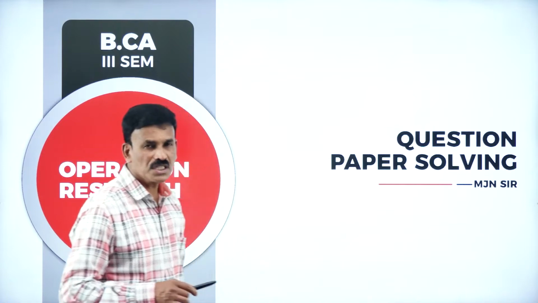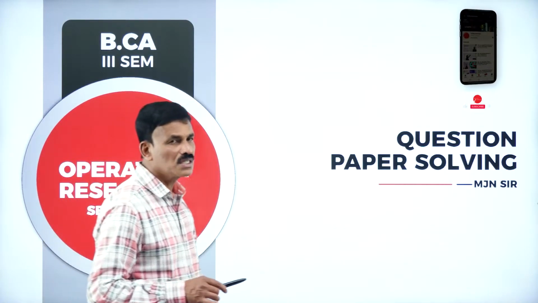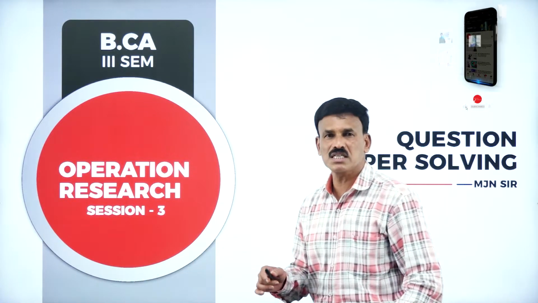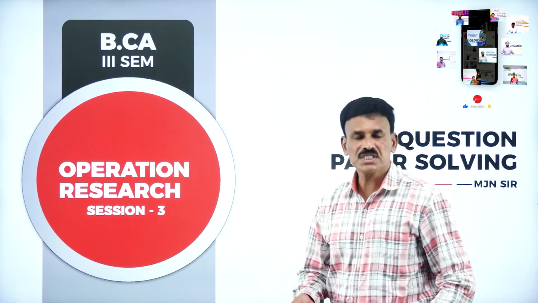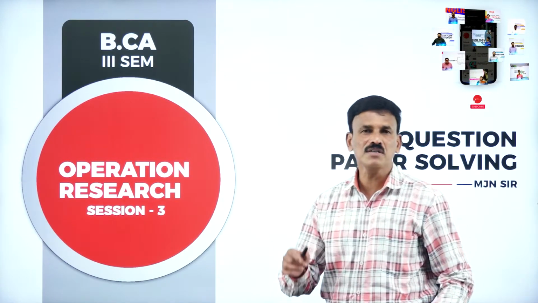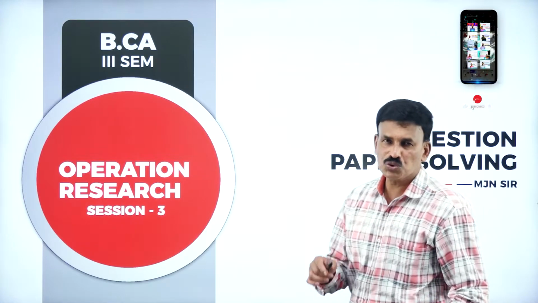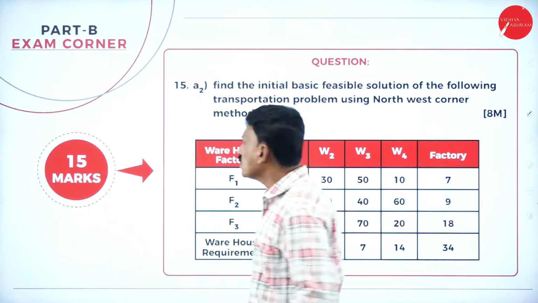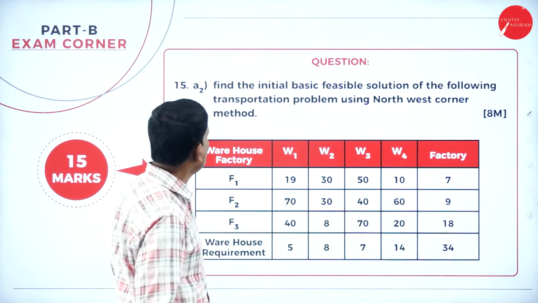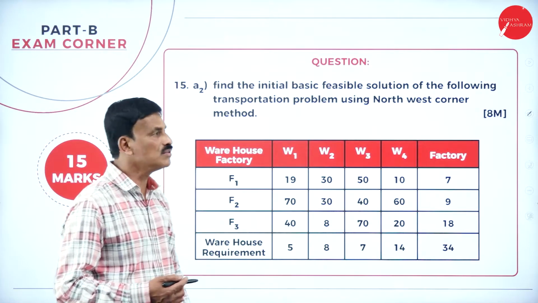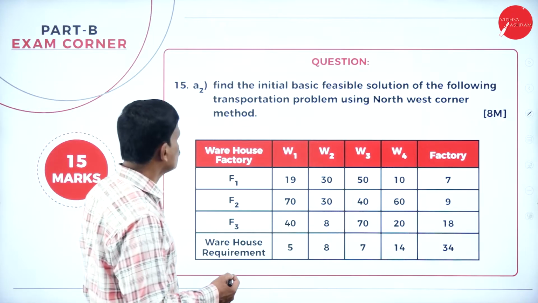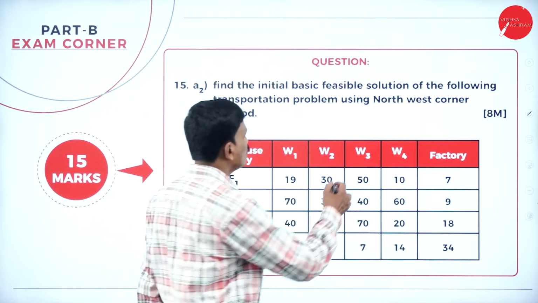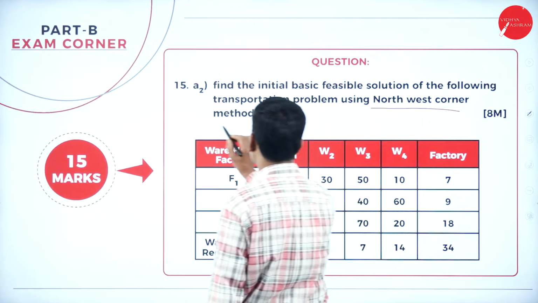Today in this session I am going to discuss the remaining two questions, that is question number 15 and 16. In the previous session we discussed part A and two questions in part B. The remaining two questions in part B I am going to discuss now. In question 15, we have to find the initial basic solution for the following transportation problem using the northwest corner method. This is the problem for 8 marks.